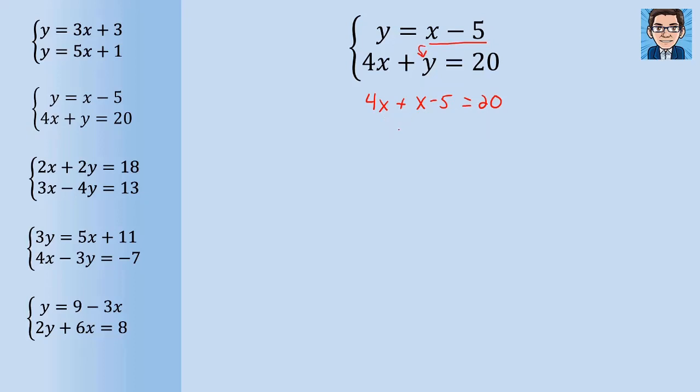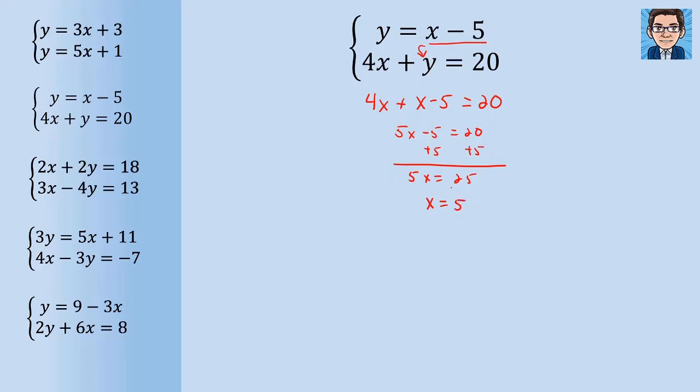Combine your like terms on the same side of the equation. 5x minus 5 equals 20. Add 5 to both sides. 5x equals 25. Divide both sides by 5, and you get x equals 5.